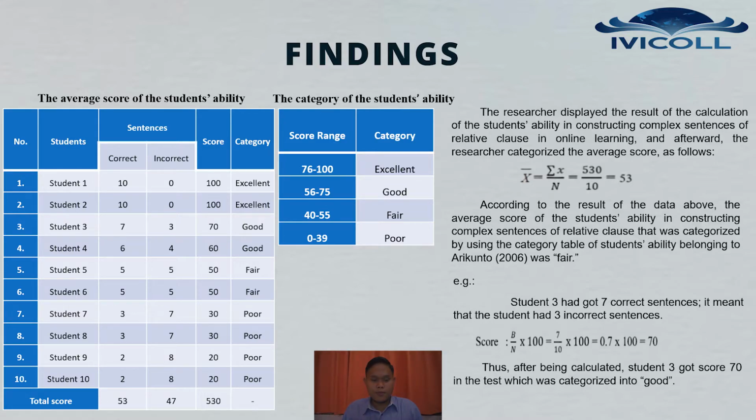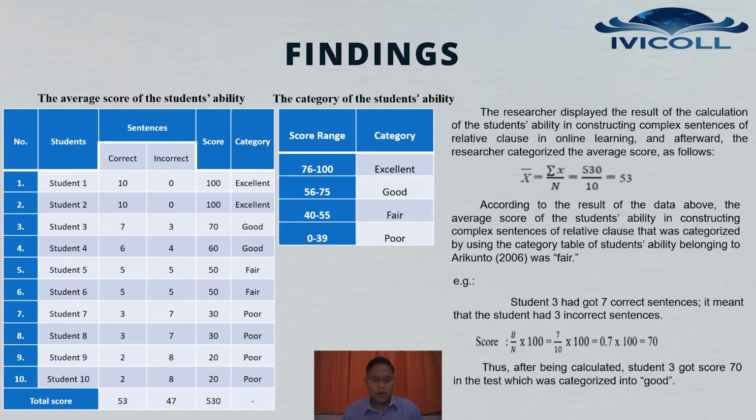So well, ladies and gentlemen, this is the way I calculated to get the score. I chose student 3 to be the representative in this research. As you can see, student 3 had 7 correct sentences. It means that the student had 3 incorrect sentences.